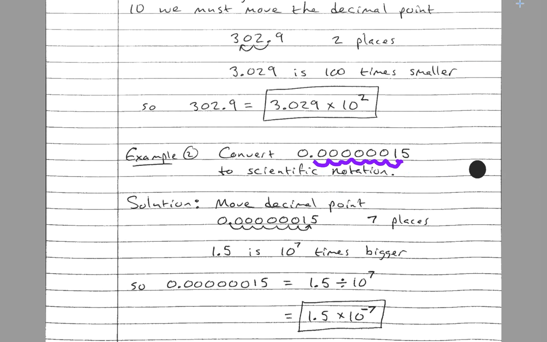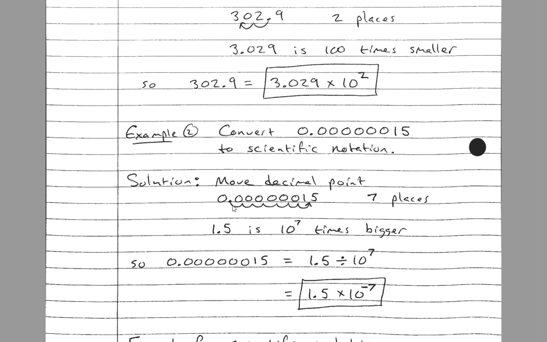So that's 7 places. All right, moving the decimal point 7 places, we've got this number 1.5. That's 10 to the 7 times bigger. So to balance that, we need to divide by 10 to the power 7, and that's the same as multiplying by 10 to the negative 7. So the original decimal is equal, in scientific notation, to 1.5 times 10 to the power negative 7.